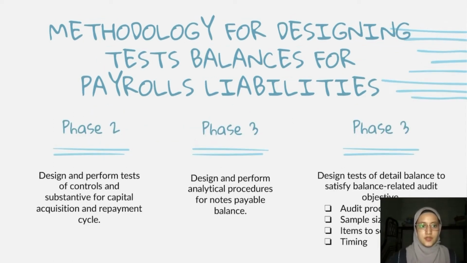So the next phase, phase 2, will design and perform tests of control and substantive tests for the capital acquisition and repayment cycle. And the last phase, phase 3, they will design and perform analytical procedures for the notes payable balance and design tests of detailed balance to satisfy balance-related audit objectives, which include the audit procedure, sample size, items to select, and timing.